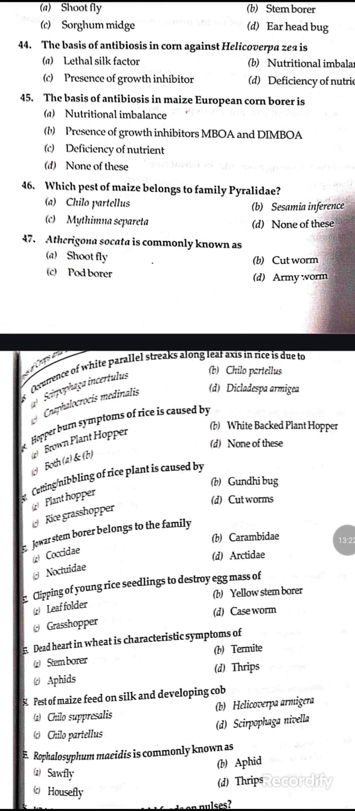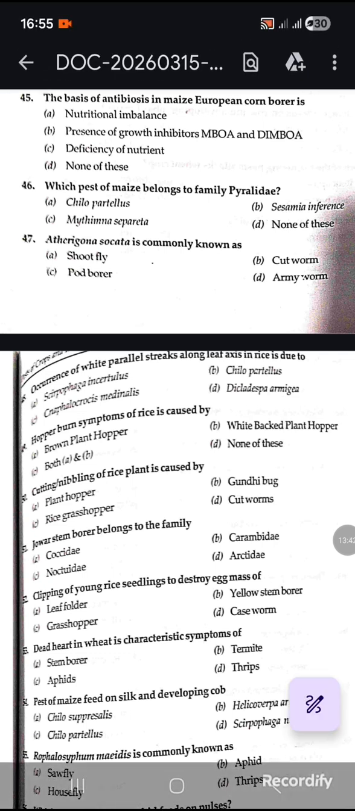So 50, the cutting and nibbling of rice plant is caused by, so cutting and nibbling, that is the C. Okay, so rice grasshopper scientific name is what? Hieroglyphus nigrorepletus. Okay, Hieroglyphus banian, Hieroglyphus nigrorepletus, that is the rice grasshopper. The cutting and nibbling of rice plant is caused by rice grasshopper.